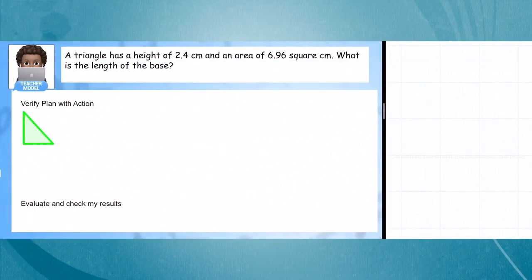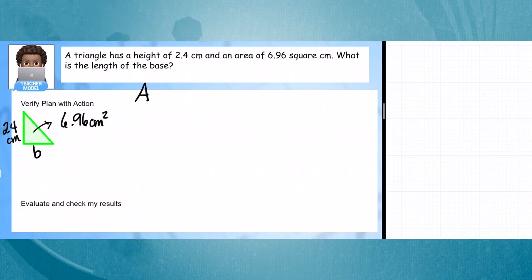Alright, we're starting the same way. I'm just drawing a right triangle here, and we know that the height is 2.4 centimeters. We do not know the base, so lower b, but we know the area is 6.96 centimeters squared. So if you look at your reference table, there are two formulas for area of triangles.